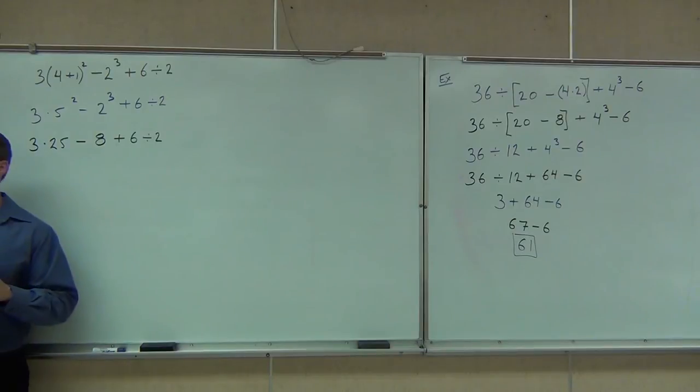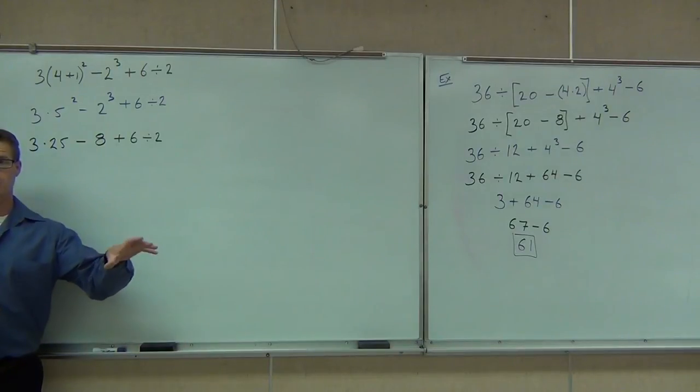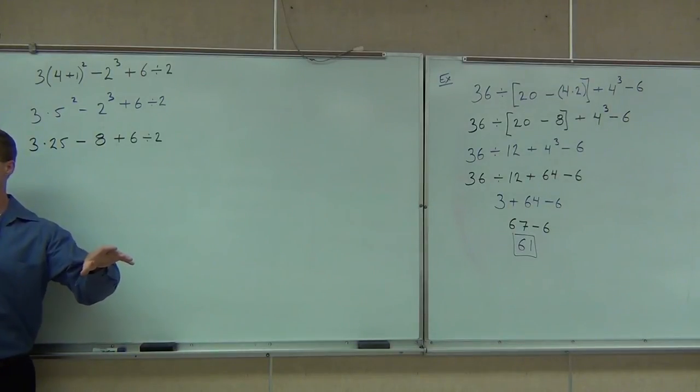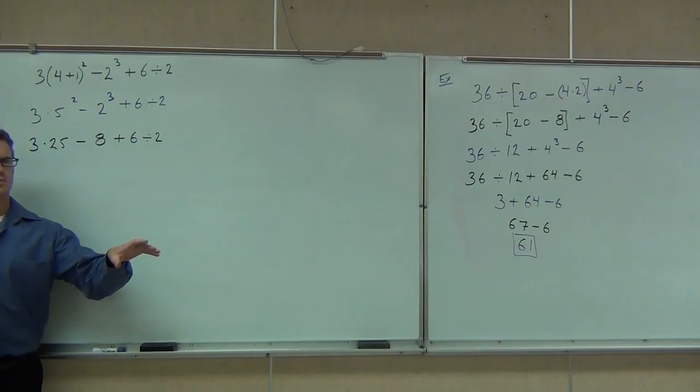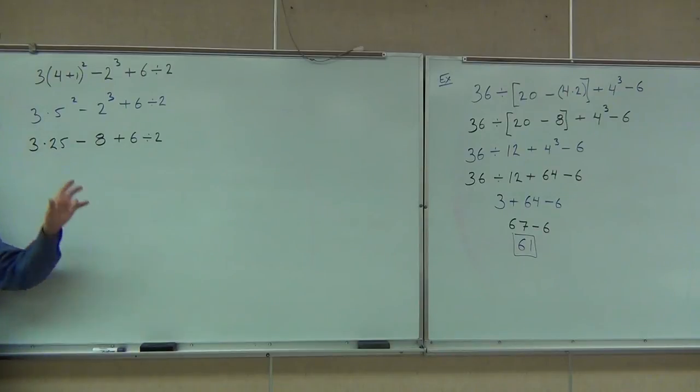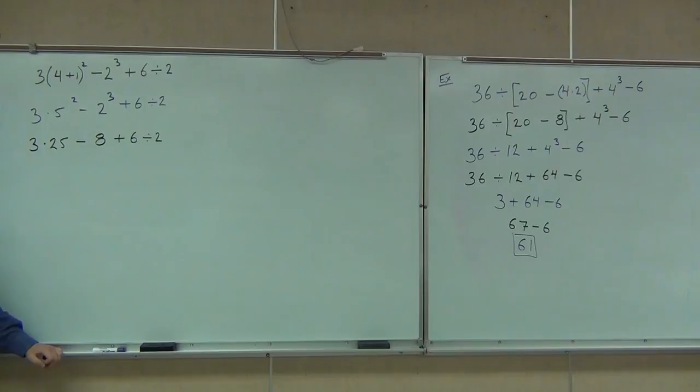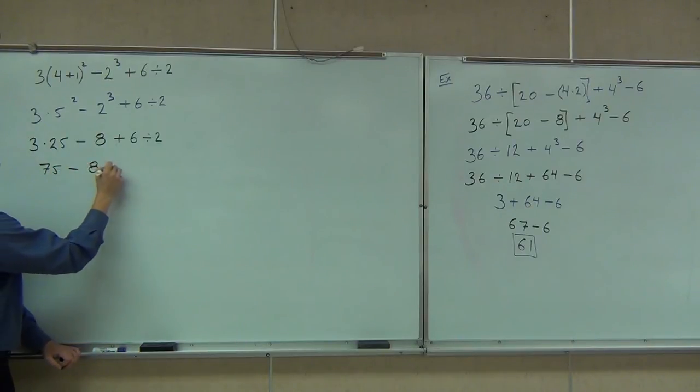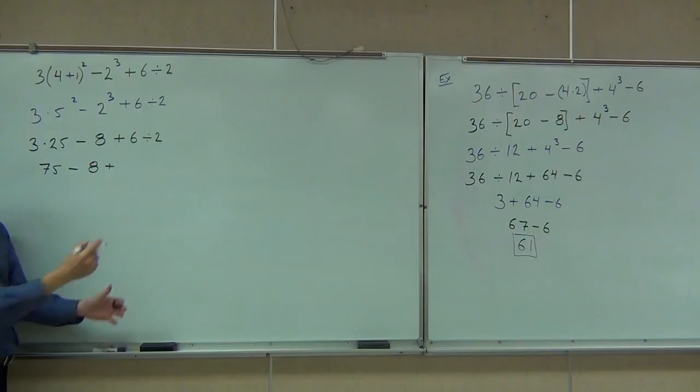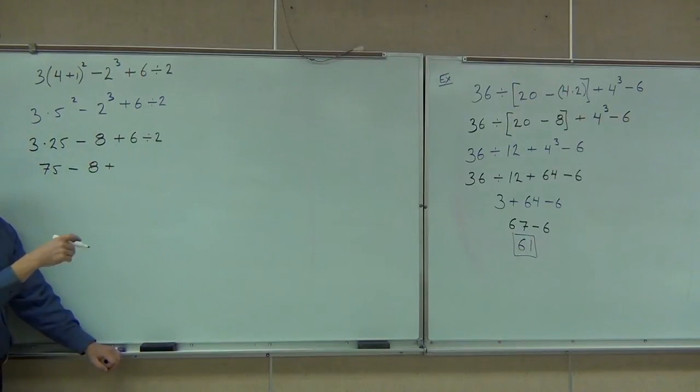Okay, next up, we're rolling right along. We've done parentheses, we've done both of our exponents. Now we're going to look for multiply or divide. Which one's going to come first in this case? 3 times 25. Multiply, you're right, because multiplication is coming first. How much are we going to get when we multiply? So a lot. Did you say a lot? Good. Exactly. Wouldn't that be awesome if math was that way? You get a lot or a little. Done.